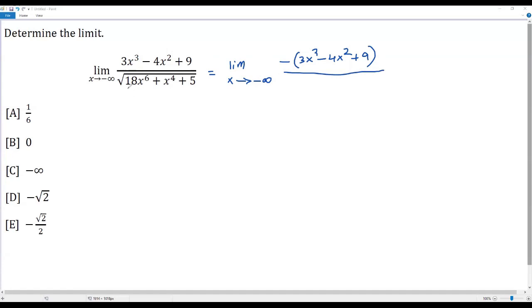Now let's go to the denominator. In the denominator, we have an expression inside the square root, and here the leading term is 18 times x to the sixth power, because this is the term which contains a variable with the largest exponent, 6. Now when x approaches negative infinity, we plug in a very large negative value for x. What will happen? Because of the even exponent, the value of x to the sixth power will become positive. And already this 18 is positive. When we multiply a positive value by a very large positive value, again it will become a very large positive value.